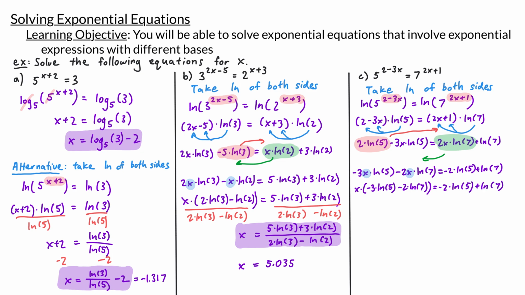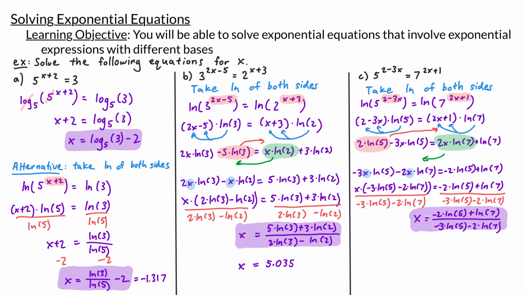Now, there's just one last step to get our x by itself. We just need to divide both sides by negative 3 times ln of 5 minus 2 times ln of 7. So when we divide, these factors will cancel out, leaving us with just x on the left-hand side. And on the right-hand side, we have negative 2 times ln of 5 plus ln of 7, all divided by negative 3 times ln of 5 minus 2 times ln of 7. So that is the solution to our exponential equation.